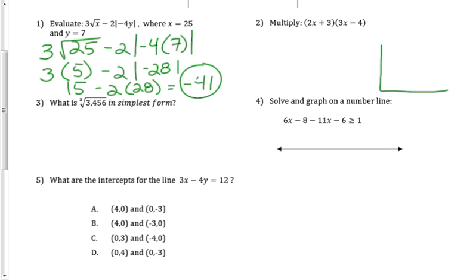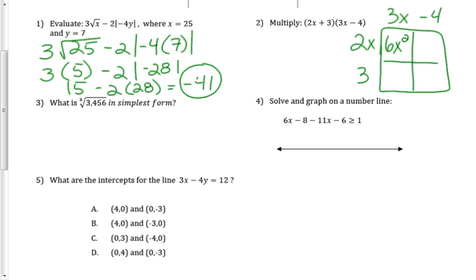Number 2, we've got a polynomial problem here. We are multiplying, so that means we're going to use a box with what's outside the boxes. So 2x plus 3 down the side, 3x minus 4 across the top. We're going to multiply what's outside to get what's inside. So 3x times 2x gives us 6x squared. 3x and 3 gives us 9x. 2x and negative 4 gives us negative 8x. And then 3 and negative 4 gives us negative 12. What's inside the box is going to be our answer.